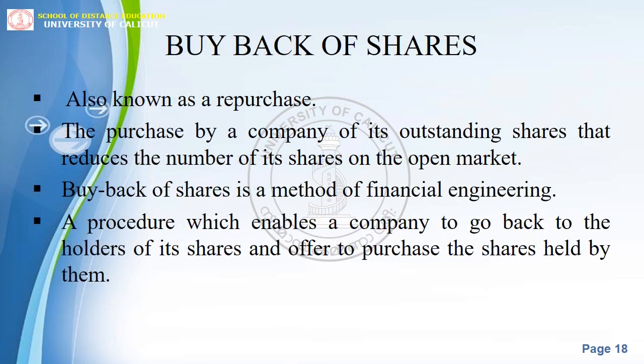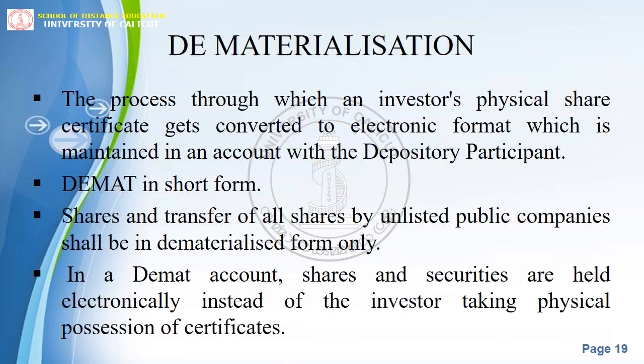Buyback of shares. Here the company buys back its shares and offers to purchase the shares held by the shareholders. It is also known as repurchase. Dematerialization. The short form for dematerialization is DMAT. It is the process through which an investor's physical share certificate gets converted to electronic format, which is maintained in an account with the depository participant.